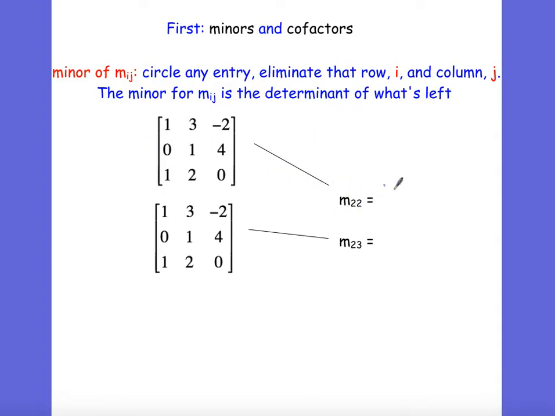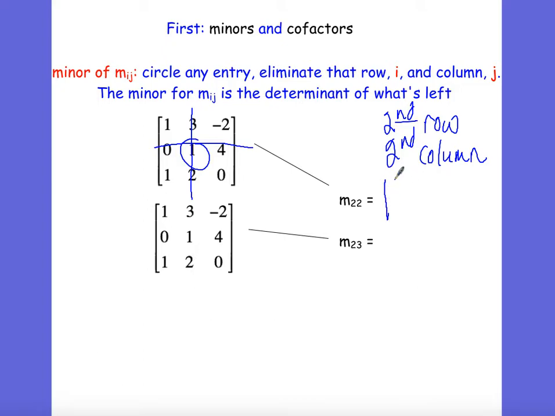So that means I'm going to take the second row and the second column. And I'm going to cross off everything in that row or column. So we're going to cross off the second row, second column. So we're going to find that go 1, negative 2, 1, and 0. And then that determinant will just be 0 minus negative 2 or 2.